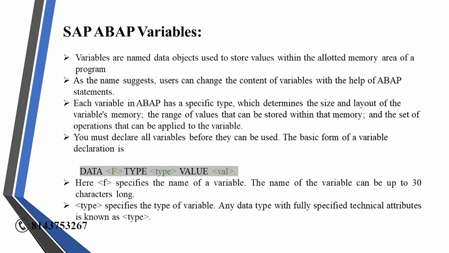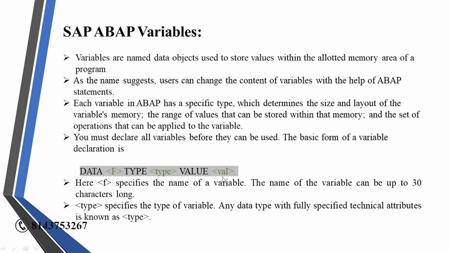So how is a variable declared? Yesterday we discussed something: DATA, variable name, TYPE, and data type. If you want to place default values, you can use VALUE. The variable name can be up to 30 characters long.